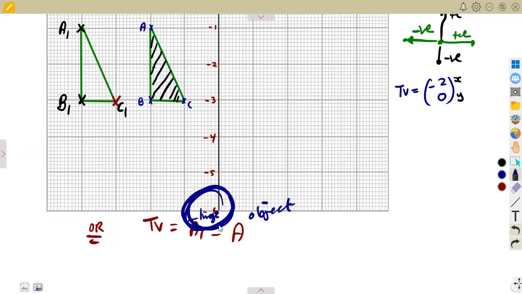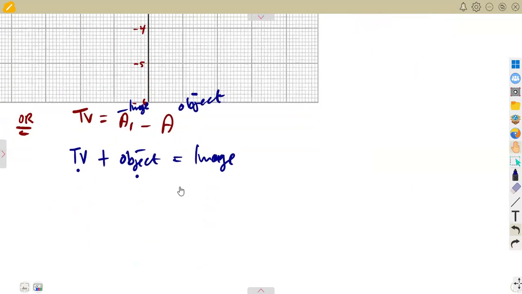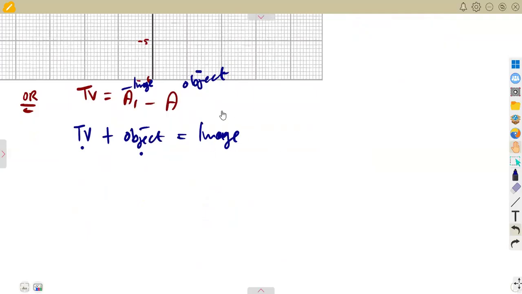So how can I make the image the subject of the formula? I have to transpose this A to the other side, which is the object. So the translation vector, if I transpose a negative, the moment it crosses the equal sign, it becomes a positive. So it means that the translation vector plus the object must give us what? Must give us this image, which is A1. So the image is simply the translation vector plus the object. If you add the object to the translation vector, you obtain the image.